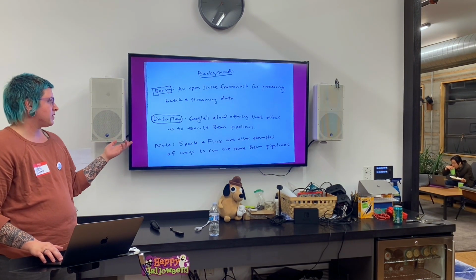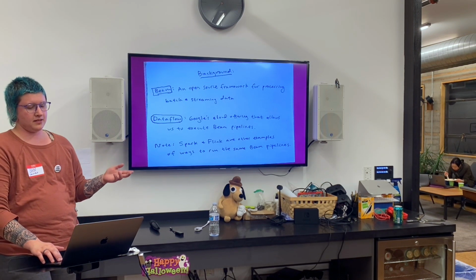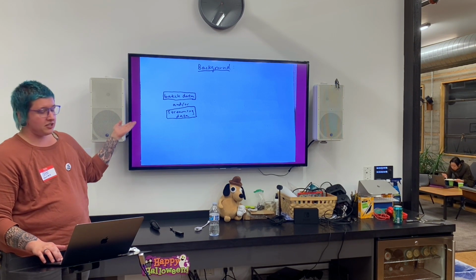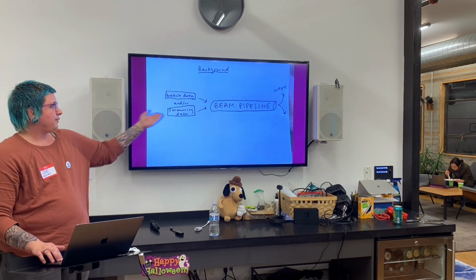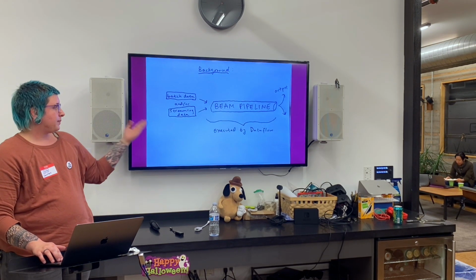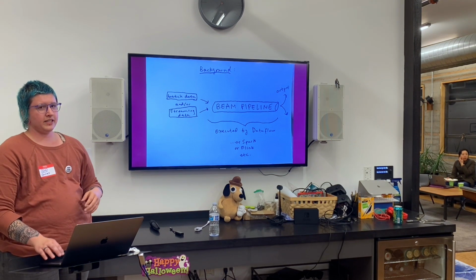You may have also heard of Spark and Flink. There are other examples of ways to execute these same Beam pipelines. So another way to explain this is with a diagram. We have batch data or streaming data. It feeds into a Beam pipeline and goes out to some output somewhere. The pipeline is executed by Dataflow or by Spark or Flink or whatever technology you want.